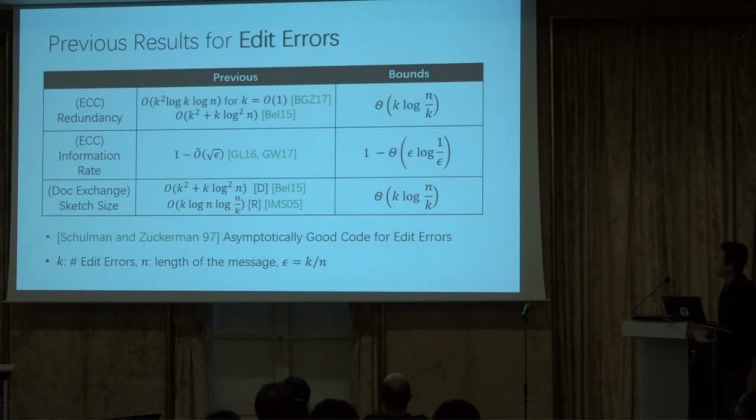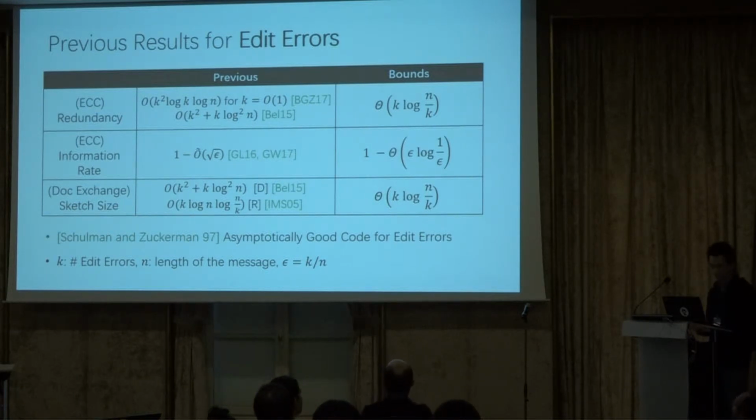But for the case of edit errors, our knowledge is very limited. We have constructions of error correcting codes with redundancy that meets the lower bounds for constant k, and this construction only works for constant k. And we have other constructions that have much larger redundancy.